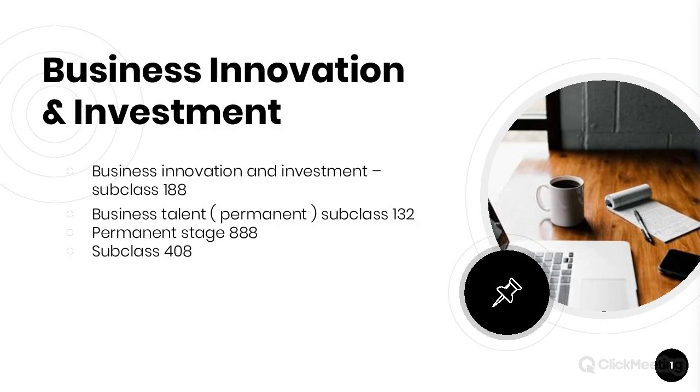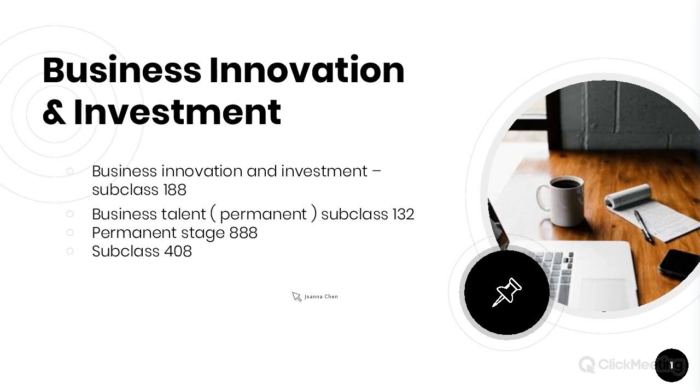The other type of visa you might have heard of is only applicable to South Australia currently. And it's proposed that it will be available in other states as well. So these 3 types of visas are related to business. So if a client asks you about visas, you can quickly identify and quickly find information about these 3 types of visas: 188, 132, 408.